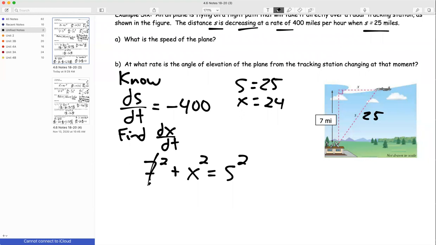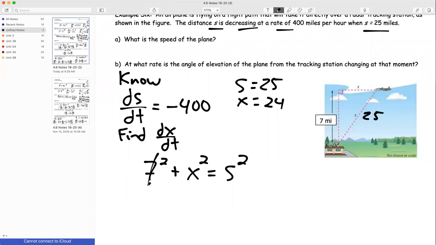Anything that does change, remember, I said that we cannot plug it in until after we differentiate. However, the 7 is going to go away because if I were to call this y and tag it with dy dt, that would be 0 because the plane is flying at a constant altitude. Okay, so that goes away.